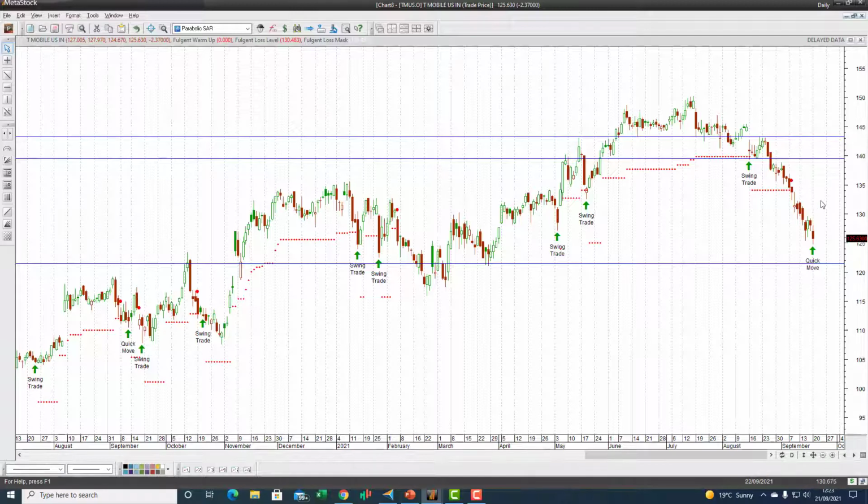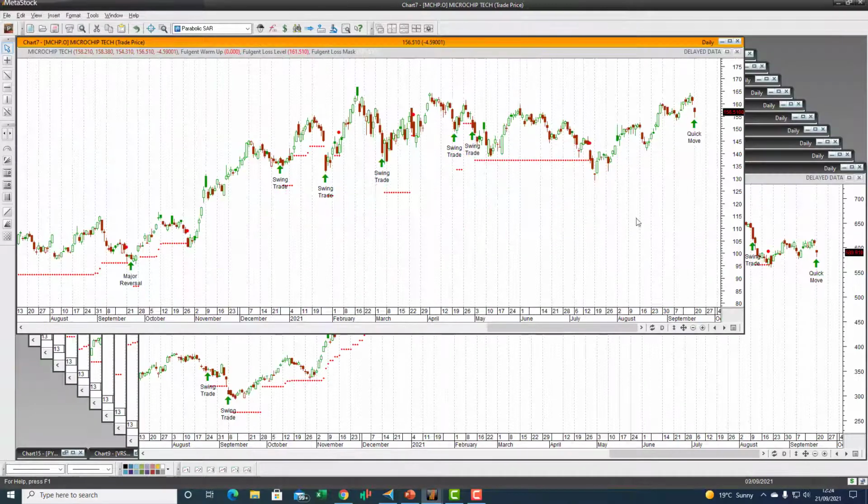That would be the quick move. Now the quick move is a swing trade. You can see how quick you sometimes have to be for the quick move. The swing trade is a little bit longer term, but the quick move is going to capture a couple of dollars to the upside on that one. So that's T-Mobile. We have a quick move signal there.